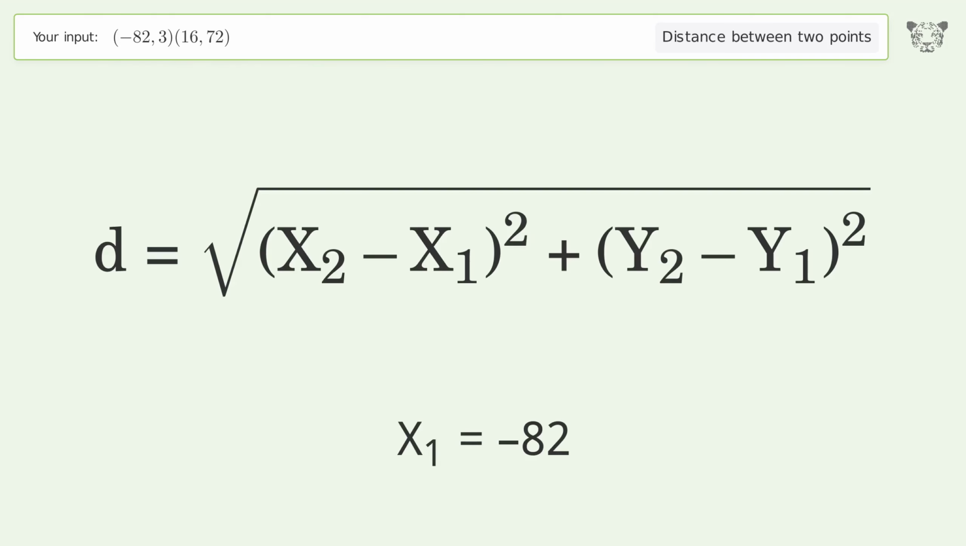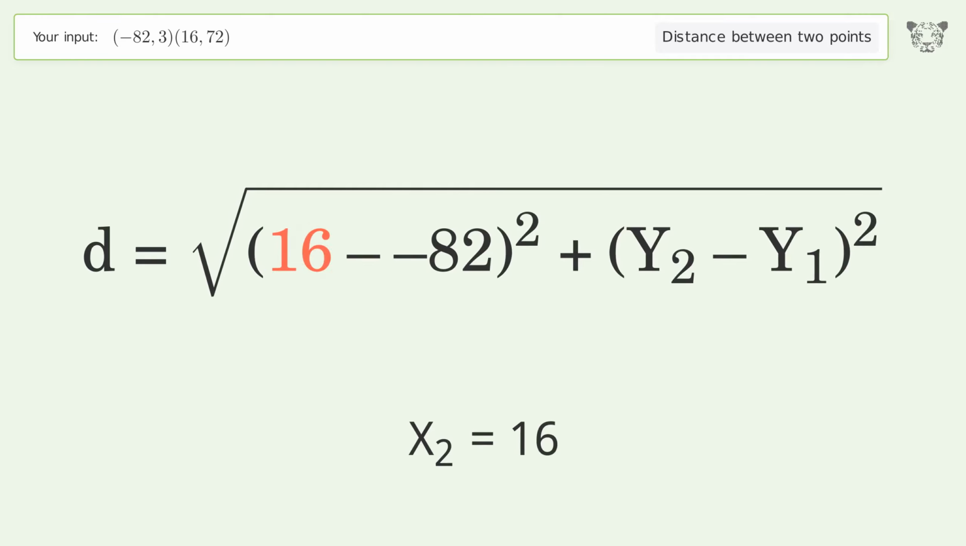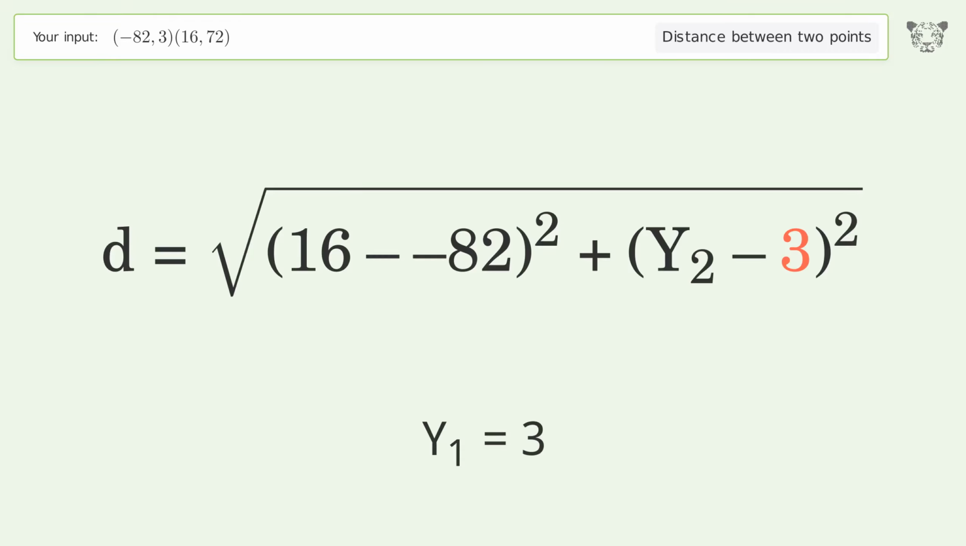x1 equals -82. x2 equals 16. y1 equals 3. y2 equals 72.